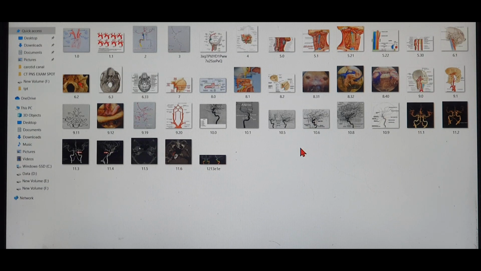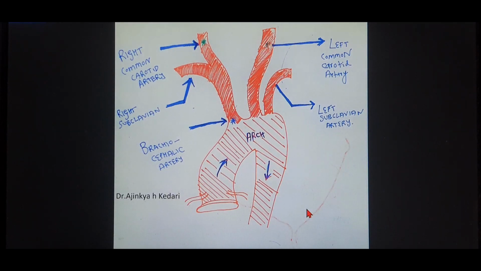Hello guys, this is Dr. Ajinkya here. So today I'll be discussing the internal carotid artery. I'll be talking about the entire detailed version of the ICA.